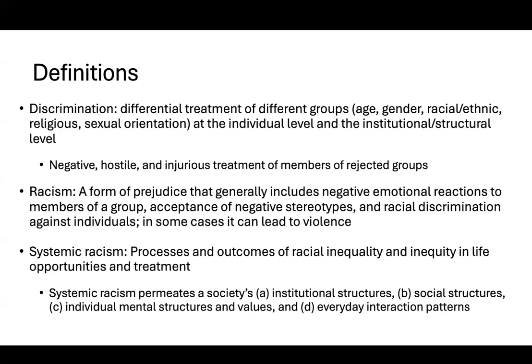And then racism is a form of prejudice that includes negative emotional reactions to members of a group, acceptance of negative stereotypes about that group, and racial discrimination or different treatment against individuals. And in some cases, this can lead to violence. And systemic racism is processes and outcomes of racial inequity, inequity in life opportunities and treatments that occur through institutional structures, societal structures, as well as individuals' thoughts, beliefs, and values, and the interactions every day.